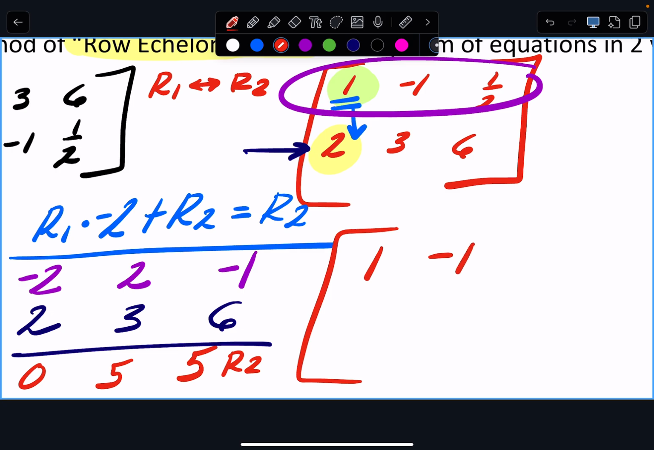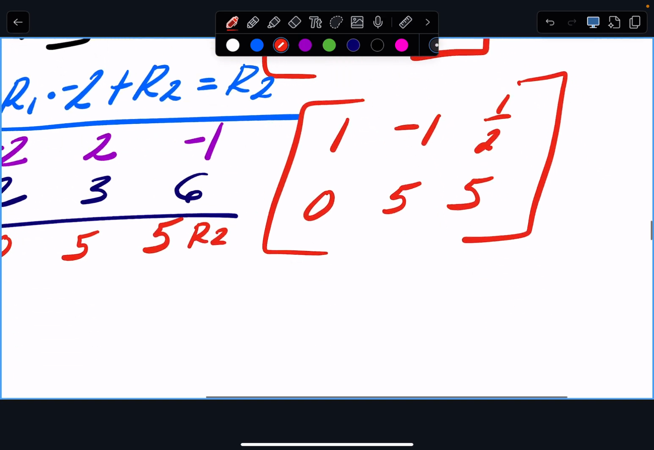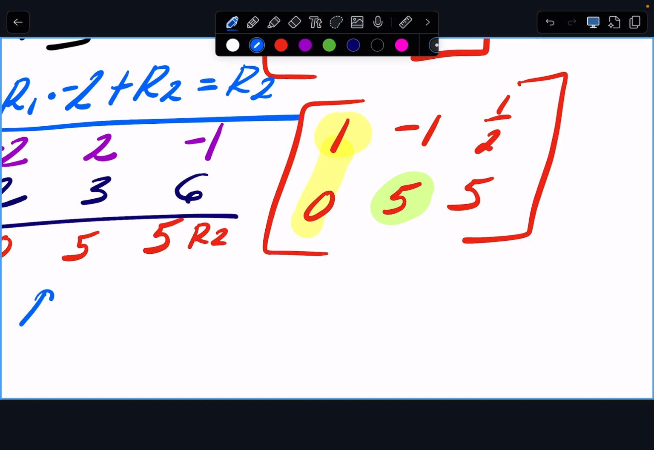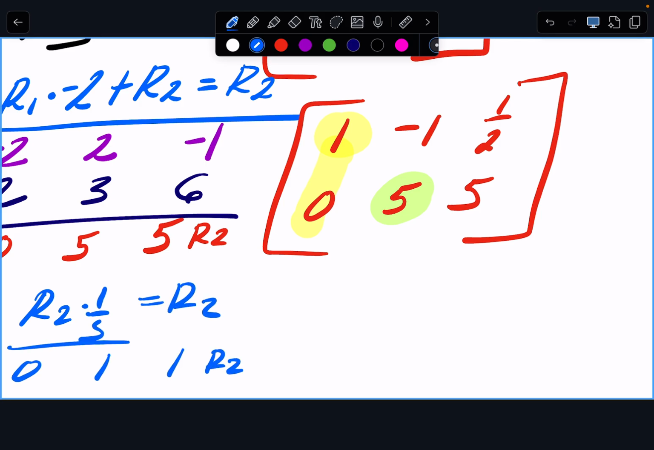So row 1 is 1, -1, 1/2. Row 2 just became 0, 5, 5. So we get a 1 in this position, 0 below. We now need a 1 in this position. We get 1s by timesing by numbers. So what are we timesing by? Row 2 times a 5th, equaling new row 2. So it'll be 0, 1, 1, won't it? 1, -1, 1/2. 0, 1, 1.